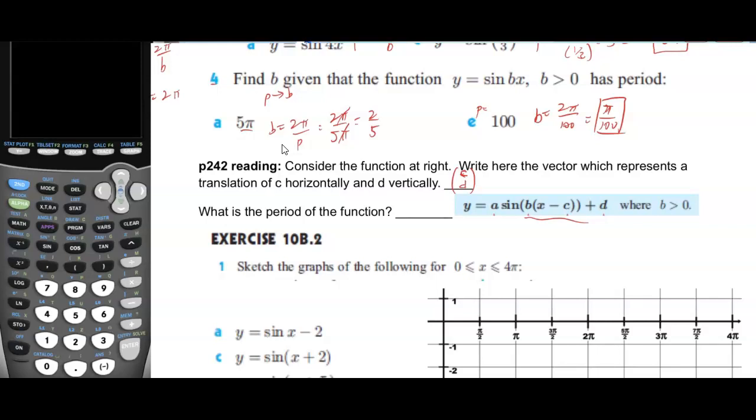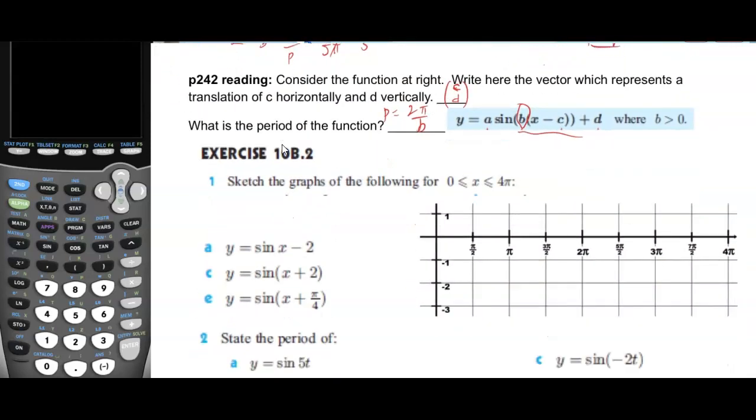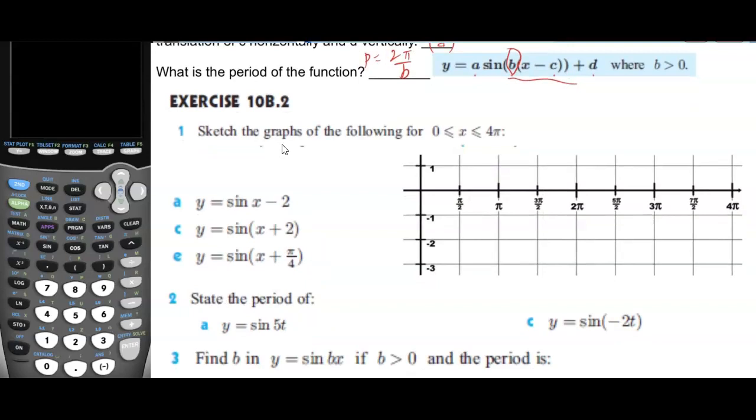And basically what this does is it tells you how to translate the resulting function. Okay? All right. What is the period of the function? So the period of the function is dependent on the b value. Okay, so the period is equal to 2 pi over b. That's all we can say because we don't know what b is. All right, once we figure out what b is, we can put it into the equation and we'll find out what p is.